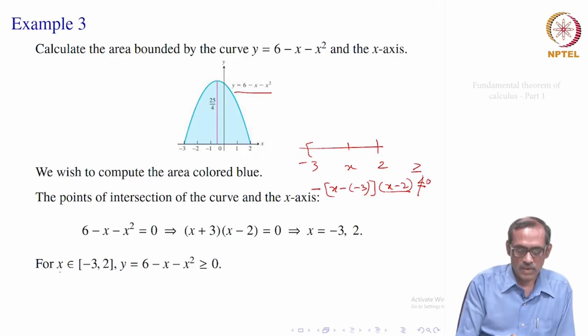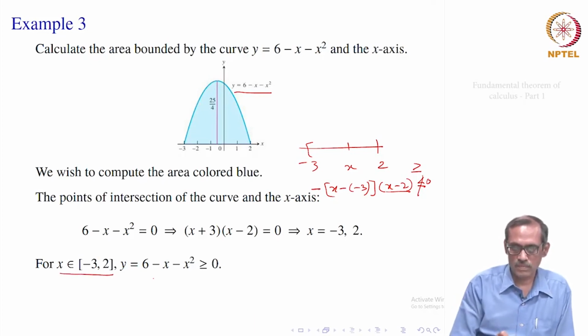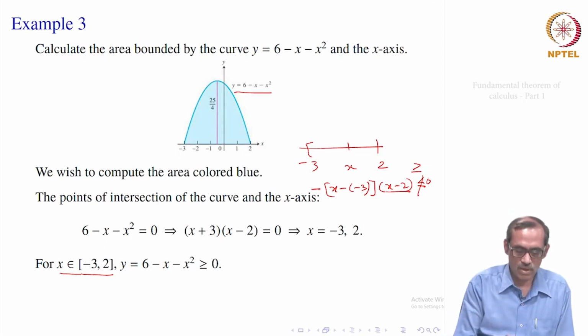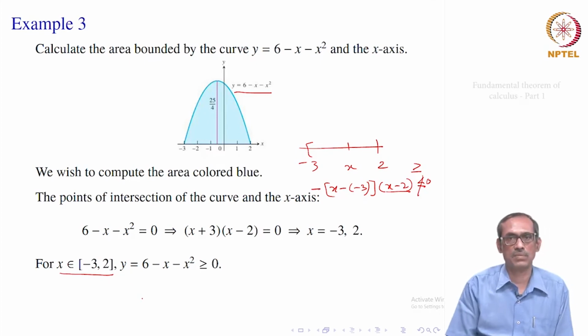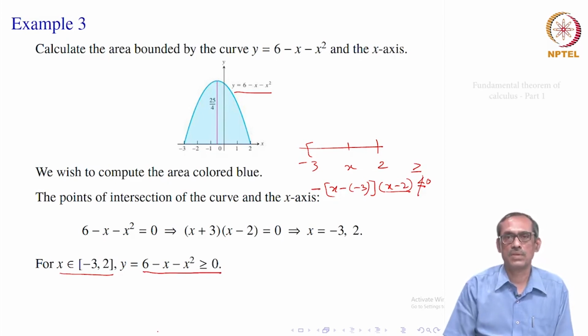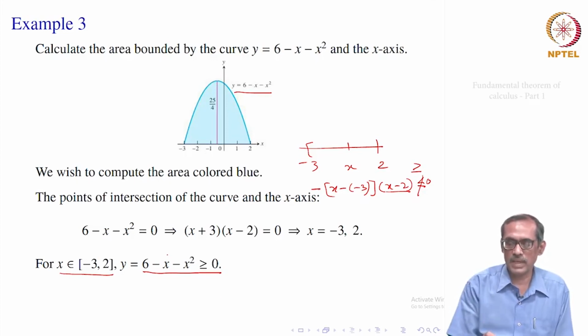That means, for any x inside the interval minus 3 to 2, 6 minus x square is greater than or equal to 0. Of course, it is greater than 0 if x belongs to the open interval minus 3 to 2, except the points minus 3 and 2. If x is in between minus 3 and 2, but not equal to them, then it is positive, and at those points it is equal to 0. So, we write 6 minus x square is greater than or equal to 0 for any x in minus 3 to 2. That means the curve lies above the x axis, and when you take the region bounded by this x axis, automatically that area becomes positive if you compute the definite integral.